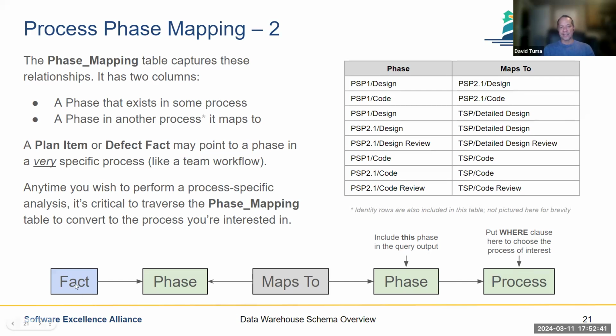So here's an example. We've got some sort of a fact table. It's pointing at a phase. But this is the process that we're really interested in using for our analysis. So we kind of have to link these things together, put the where clause on this process, and then this is the phase that we want to pull out and use for rows in our final result.